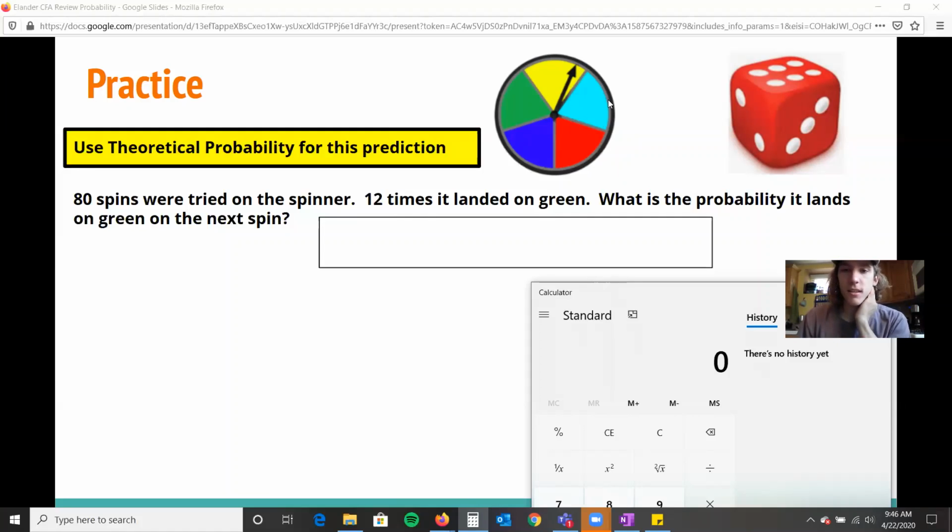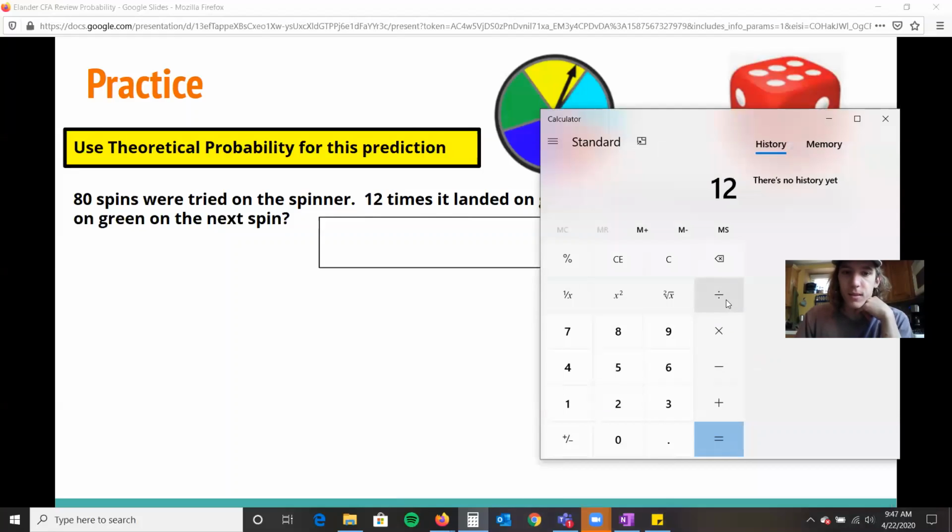Since this is something where we can have a theoretical probability, like a coin or a die or a spinner in this case, we know that each time you spin it, there's always going to be 1, 2, 3, 4, 5 chances in this example. There's only 5 possible results. And each time you spin it, you have a 1 in 5 chance of getting any of these. So this was kind of a trick question. You can use theoretical probability to find the probability that it'll land on green on the next spin. It doesn't matter that it landed on green 12 times.